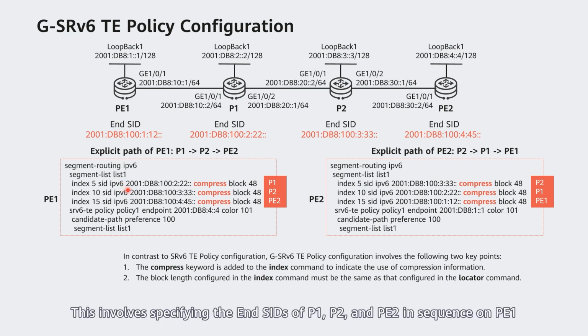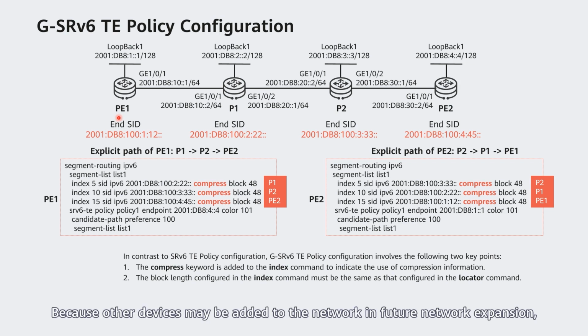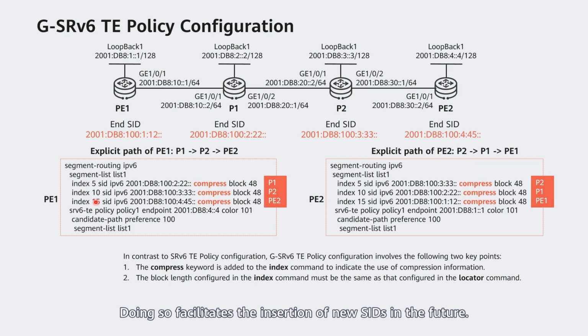This involves specifying the end SIDs of P1, P2, and PE2 in sequence on PE1, and specifying the end SIDs of P2, P1, and PE1 in sequence on PE2. Because other devices may be added to the network in future networking expansion, it is good practice to specify SID indexes with a certain gap between each other. Doing so facilitates the insertion of new SIDs in the future.